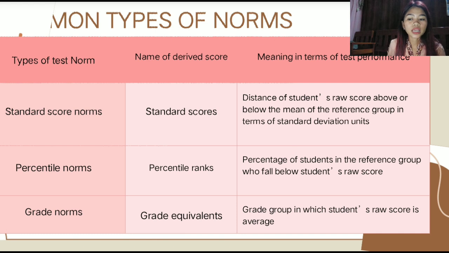And the second one, percentile, talks about the percentage of students in the reference group who fall below the student's raw score, right? And the grade norm talks about the average of the student score. So we can define how to use these common types of norms in grading the scores of the students.